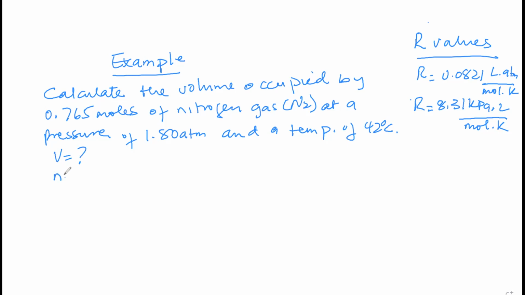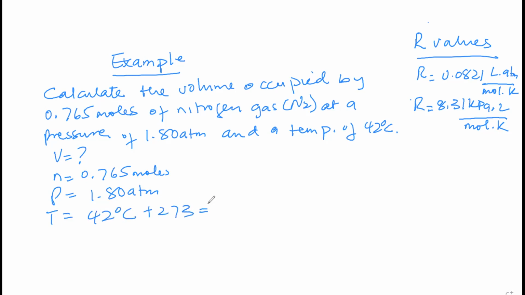We know the number of moles, 0.765 moles of nitrogen gas at a pressure of 1.80 atmosphere. Okay, we know the pressure, then temperature of 42 degrees Celsius. We add 273 to that. That will be equal to 311 Kelvin, because we must convert temperature to Kelvin.